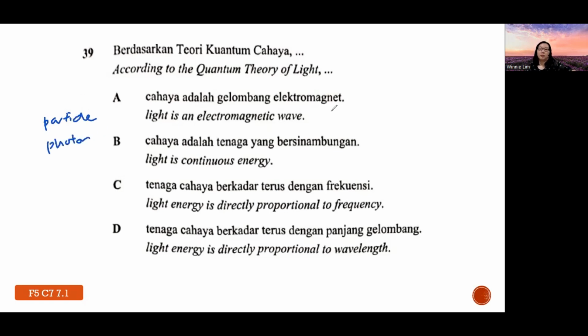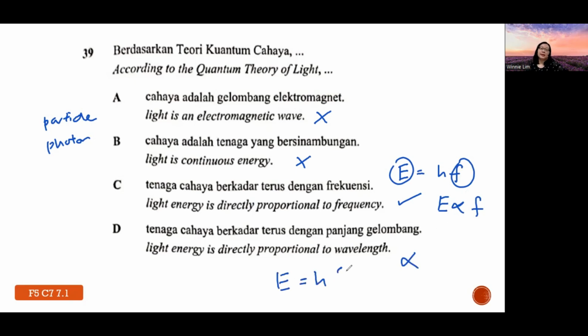Light is an electromagnetic wave, no. Light is continuous energy, this one is light as a waveform, no. Then light frequency is directly proportional to energy. That's why we can calculate photon energy using E equals hf, their relationship is directly proportional. Then light energy is directly proportional to wavelength? No, because frequency and wavelength are inversely proportional, or you can have E equals hc over lambda. So they are inversely related. So this is not correct. So your answer is C.